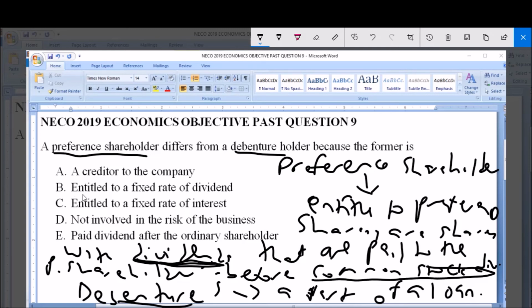So option B says entitled to a fixed rate of dividend. So option B is the answer to this question, because preference shareholders are entitled to a fixed rate of dividend.